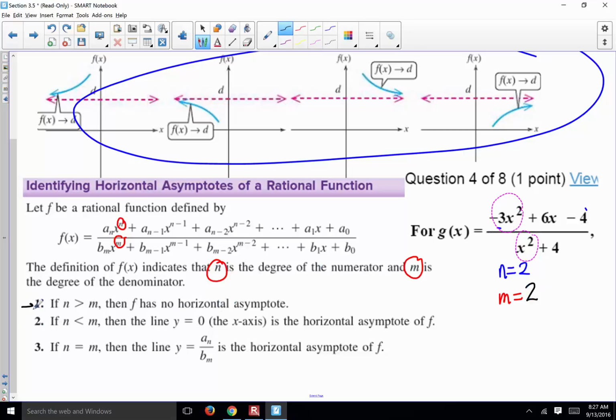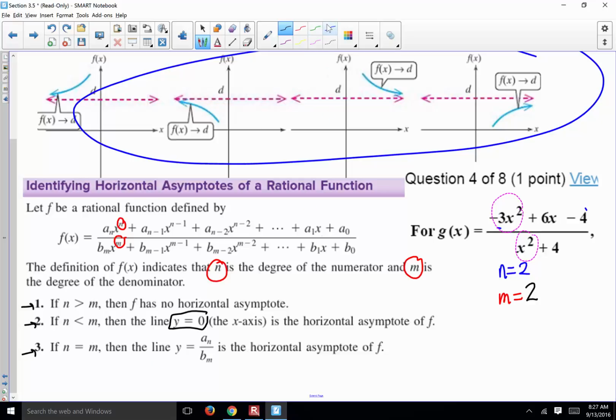Now you're going to pick one of the 3 cases. Either n is greater than m, then there is no horizontal asymptote. If you find n to be, for example, 3, and m to be 2, n is greater than m, then you say, oh, no horizontal asymptote. Part 2, if the bottom number is bigger than the top, like m is 5, n is 2, then we have y equals 0 as the horizontal asymptote. Y equals 0, that's it.